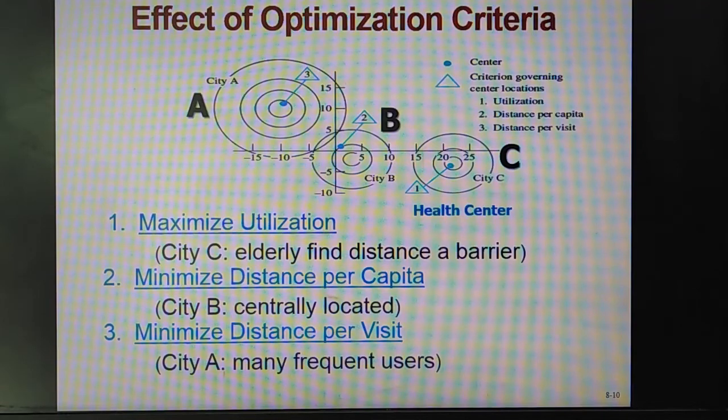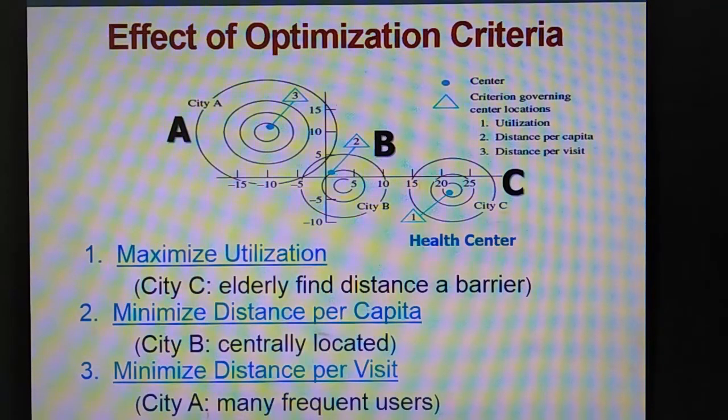This is the effect of optimization criteria discussed in the textbook. Basically, in the book it is explaining about a health center which is located at the center here of the city area. So this is the center. So this health center, for example, gymnasium, swimming pool, and some other athletic activity can be done basically from this perspective.